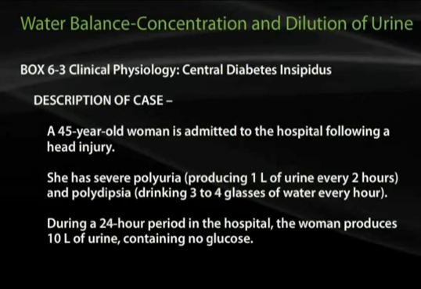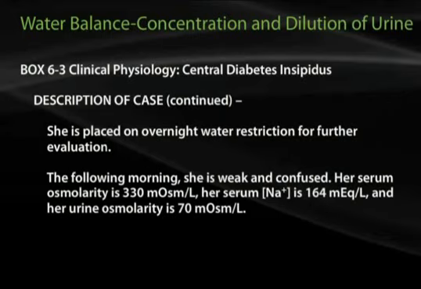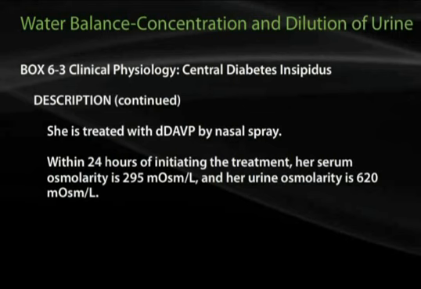She is placed on overnight water restriction for further evaluation. The following morning she is weak and confused. Her serum osmolarity is 330 milliosmoles per liter. Her serum sodium concentration is very high at 164 milliequivalents per liter, and her urine osmolarity is 70 milliosmoles per liter. She is treated with DDAVP by nasal spray. Within 24 hours of initiating the treatment, her serum osmolarity is 295 milliosmoles per liter, and her urine osmolarity is 620 milliosmoles per liter.